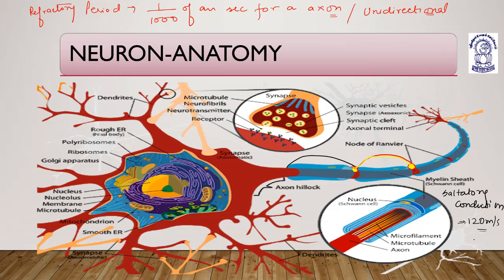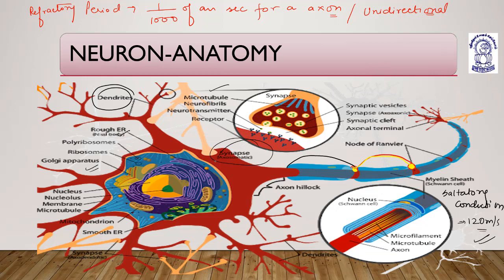It is seen in vertebrates. So this is the neuron anatomy in which you can see the dendrites having multiple branches. The rough endoplasmic reticulum, ribosomes, Golgi apparatus, nucleus, nucleolus, nuclear membrane, microtubules, mitochondria, smooth endoplasmic reticulum are there. All are present except centrioles. Then microtubules, neurofibrils, neurotransmitter receptors, everything is there.